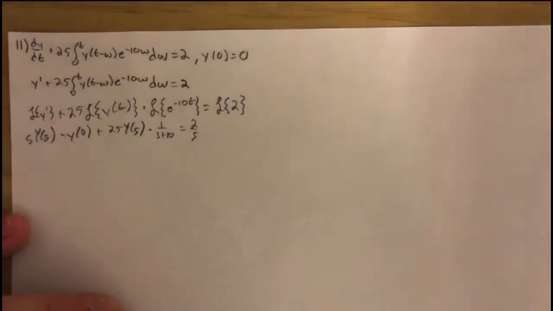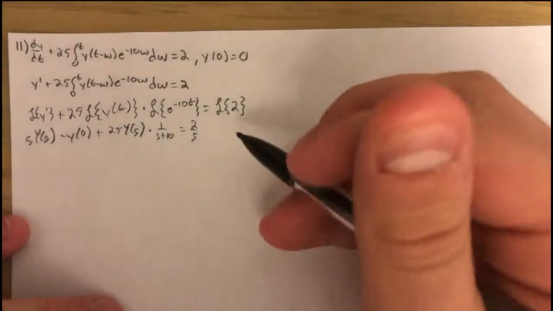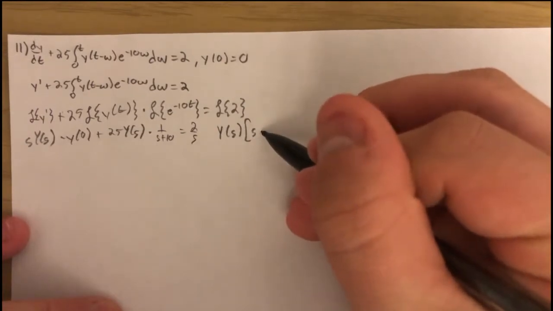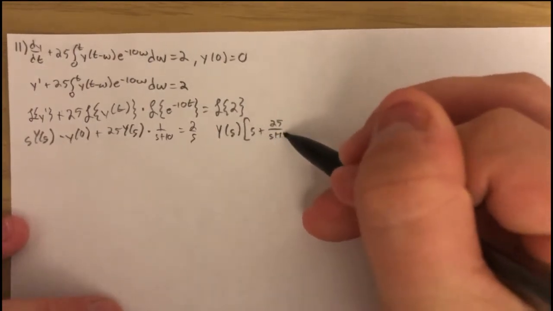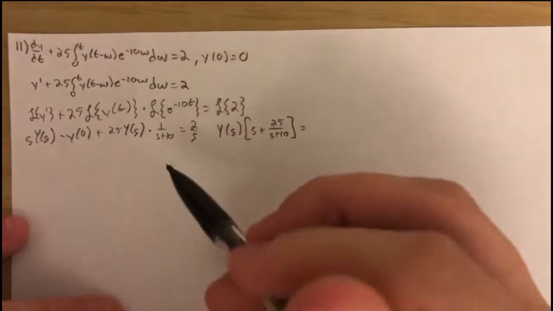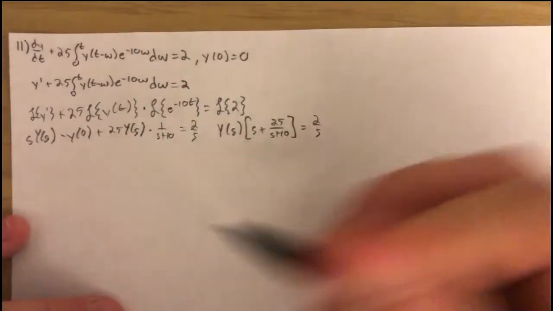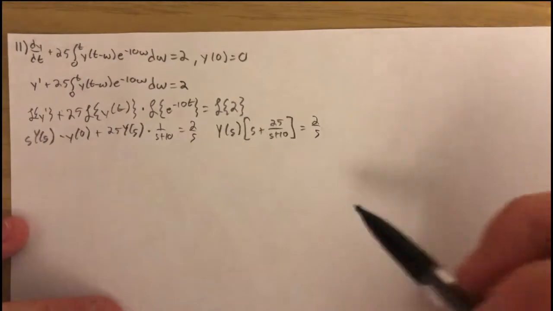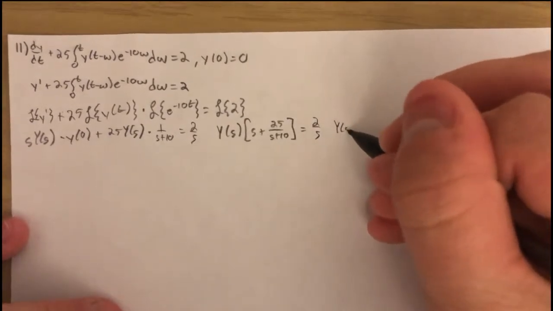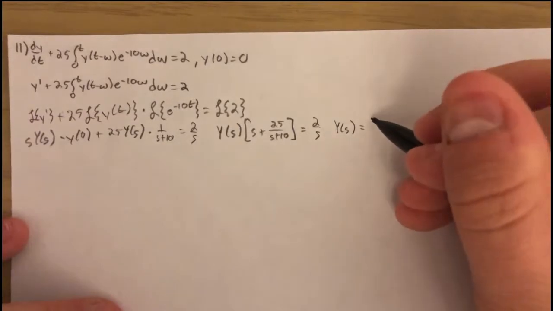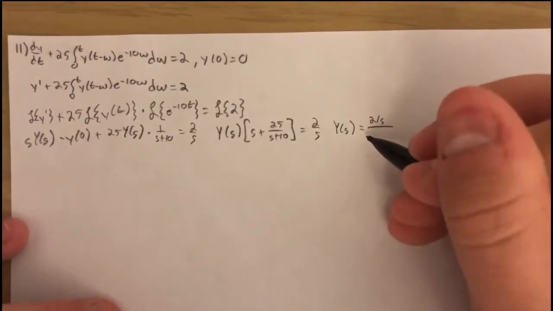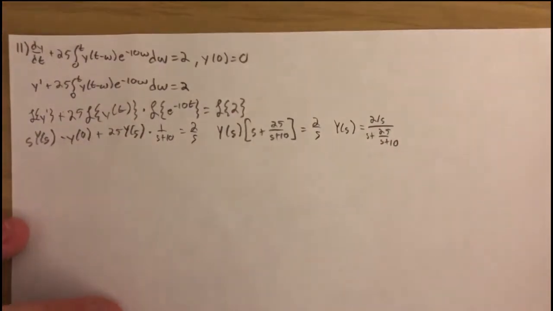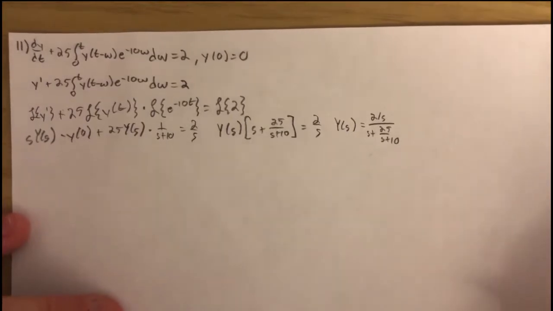Now we have to group the coefficients of capital Y of s together. Capital Y of s times s plus 25 over s plus 10 equals 2 over s, because y of 0 is 0 based on our initial condition. So now capital Y of s equals 2 over s times s plus 25 over s plus 10. We could leave it at that, or we could try to simplify it. So let's go down here.